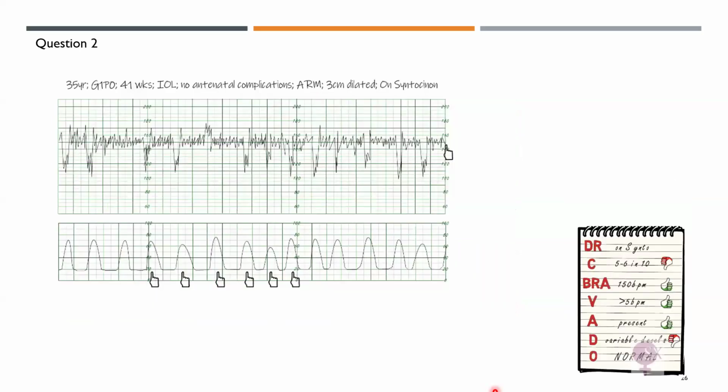Next, if we have a 35-year-old gravida 1, para 0, 41 weeks with induction of labor, there are no antenatal complications, there is artificial rupture of membranes, she is 3 centimeters dilated, and is on syntocinon. Okay, let's look at the history. Do we see this as a high risk or low risk pregnancy? Technically, it's not very high risk, but she is on medication. She's on syntocinon, so we have a little bit of a risk.